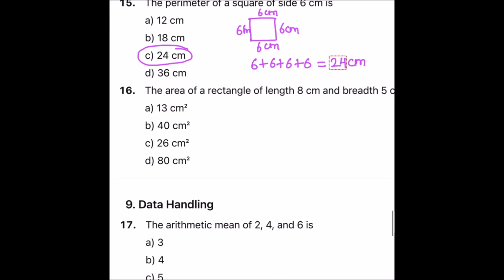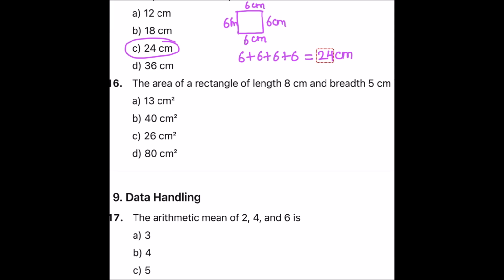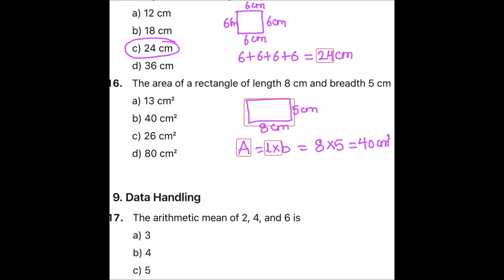Next one is question 16. The area of a rectangle of length 8 centimeter and breadth 5 centimeter is. So we need to find the area of the rectangle. So let's draw the rectangle. Here is the rectangle. Length is 8 centimeter and breadth is 5 centimeter. And area of a rectangle is length times breadth, which equals 8 times 5, which equals 40 centimeters square. So option B will be the correct answer.